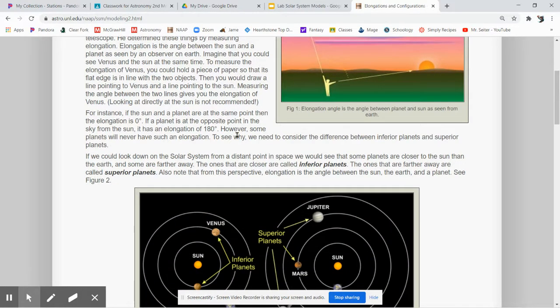If we could look down on the solar system from a distant point in space, we would see that some of the planets are closer to the sun than the Earth, and some are farther away. The ones that are closer are called inferior planets. Those are the planets between Earth and the Sun, Venus and Mercury. The ones that are farther away are called superior planets. Also note that from this perspective, elongation is the angle between the Sun, the Earth, and a planet.